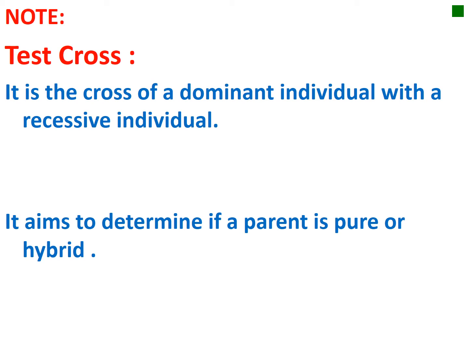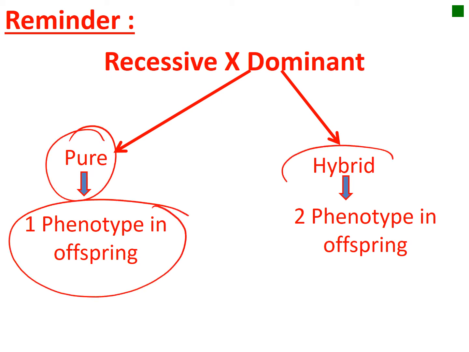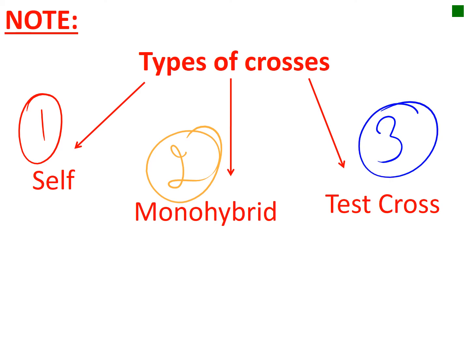One of these is the test cross. A test cross is done to identify whether the parent is pure or hybrid, meaning whether it is homozygous or heterozygous. It's done between a dominant individual and a recessive individual. If the dominant parent is pure, it should give one phenotype in the offspring, while if it's hybrid, it will give two phenotypes in the offspring. Types of crosses we have: number one, the self cross; number two, the monohybrid cross; and number three, the test cross.